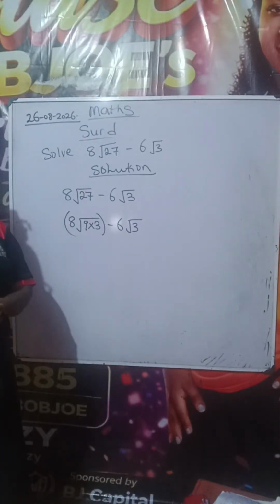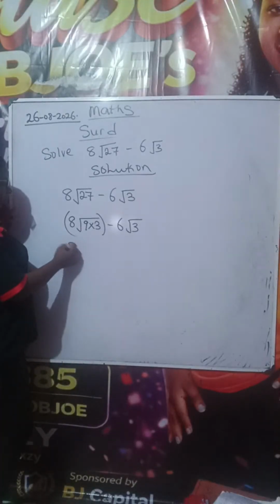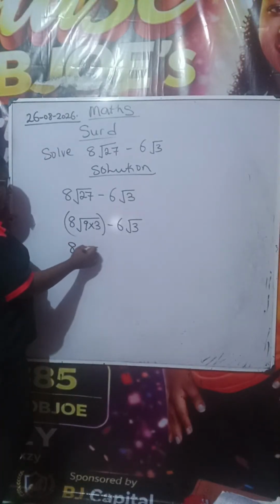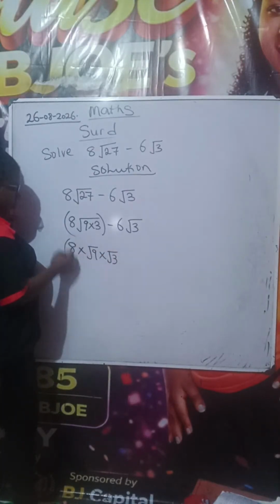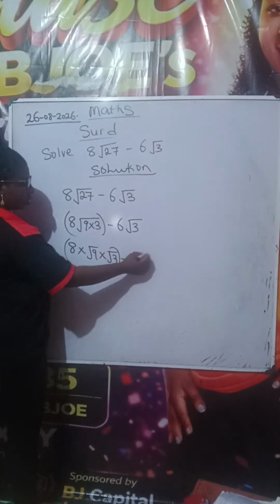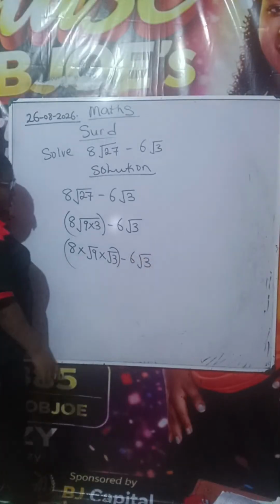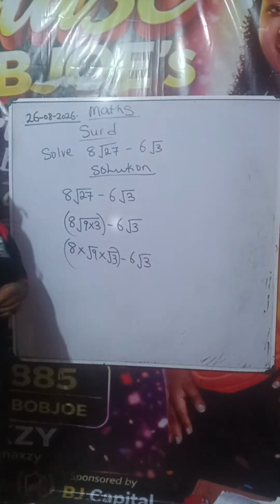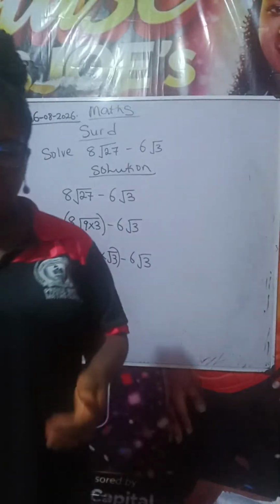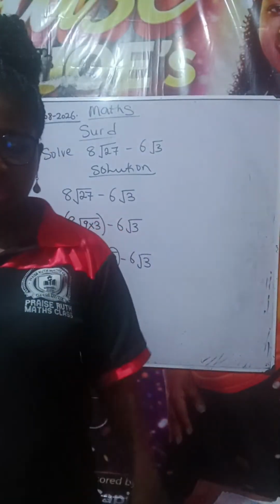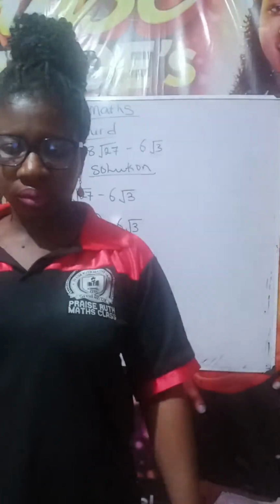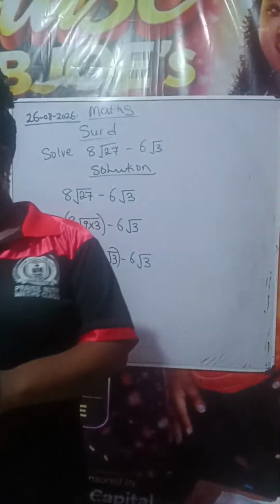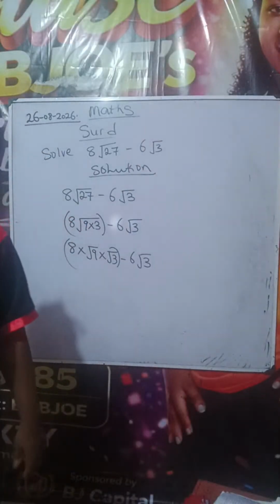Now, what's next again? The next thing to do is to separate what is here. So we have 8 times root 9 multiplied by root 3, then minus 6, then root 3. So everybody, what is the square root of 9? What is the square root of 9?